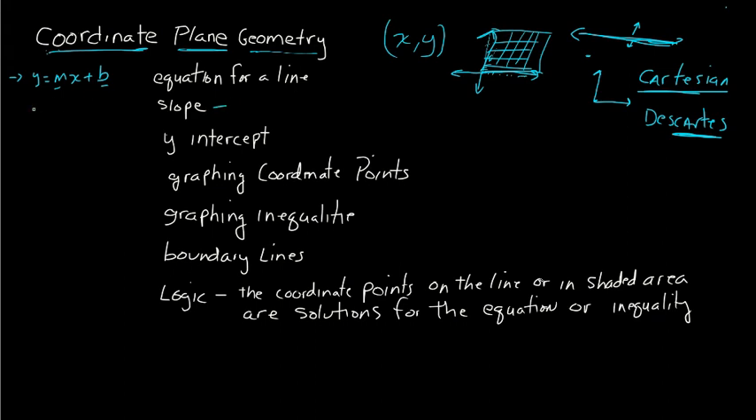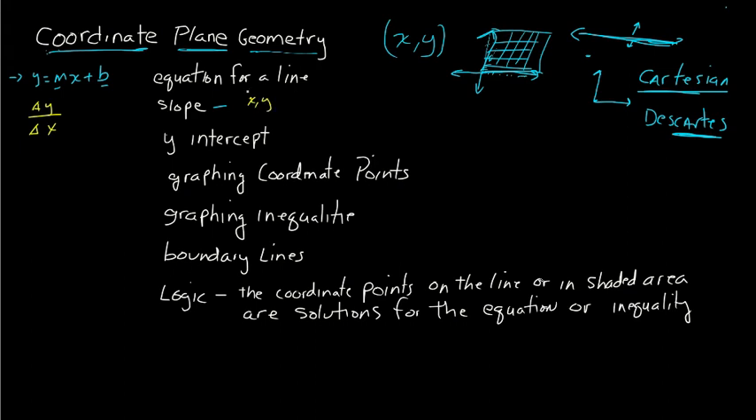This is the way you write it: the change in the y direction over the change in the x direction. That little triangle means delta. It's the Greek letter delta, and delta means change in. So the change in the y direction on the top, the change in the x direction on the bottom, that is slope.